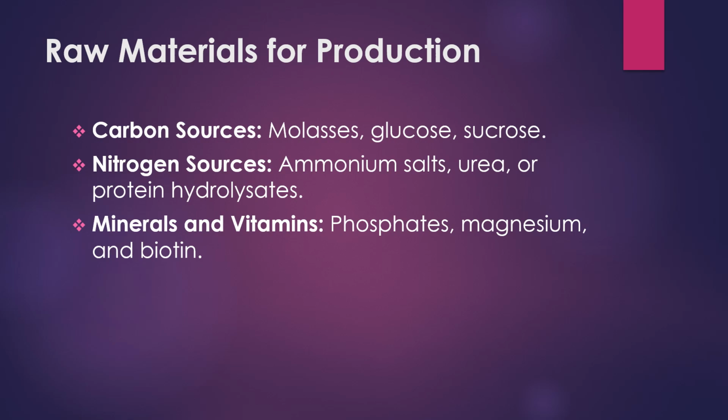Raw materials for production. Carbon source: molasses, glucose and sucrose. Nitrogen source: ammonium salts, urea or protein isolate. Minerals and vitamins such as phosphates, magnesium and biotin.